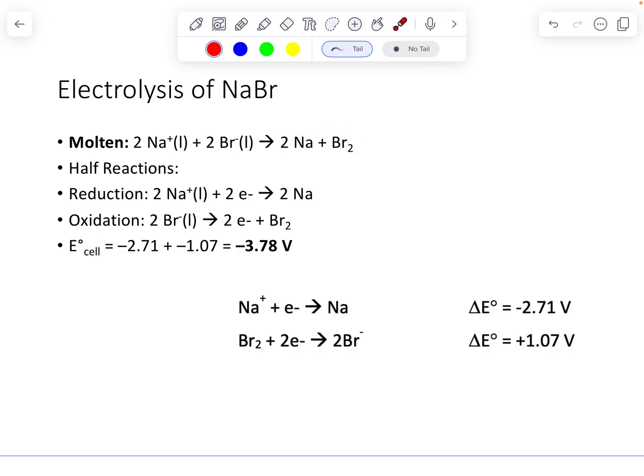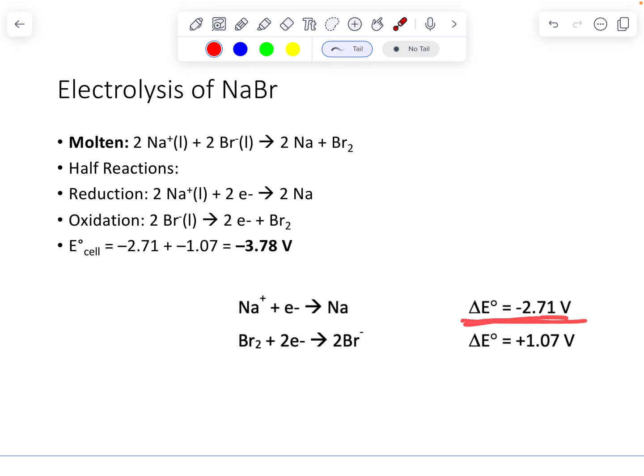For the half reactions, sodium is going to go from positive to neutral, so it's going to have to gain electrons. The bromide has a negative charge, so it has to lose electrons to go down to neutral. And then the standard reduction potentials. The sodium is getting reduced, so we'll leave that one.